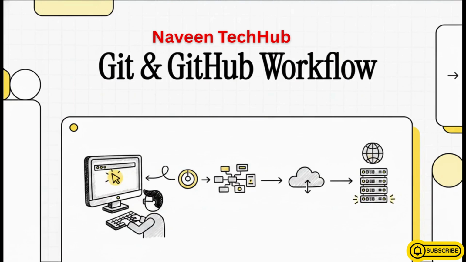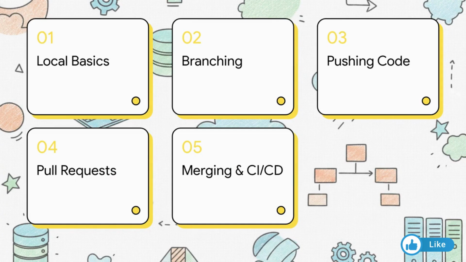Welcome to this Naveen Tech Hub Explainer. Today, we're going to trace the exact cinematic journey of a single code change. We'll start from a flashing cursor in your local terminal and travel all the way to a live global production server. If you've ever felt overwhelmed by version control, or if you just want to master the real-world developer workflow used by top enterprise teams, well, you're in the exact right place. Let's get into it.